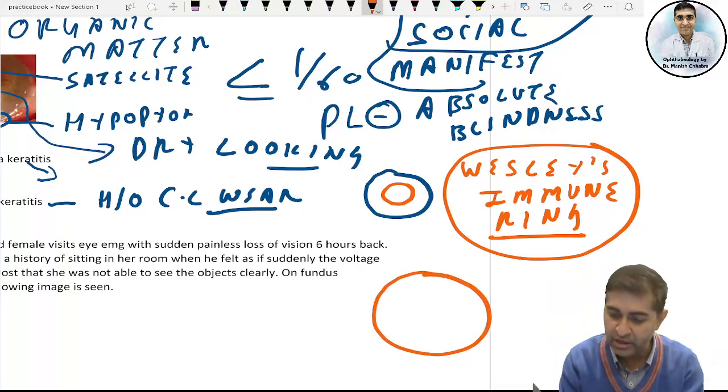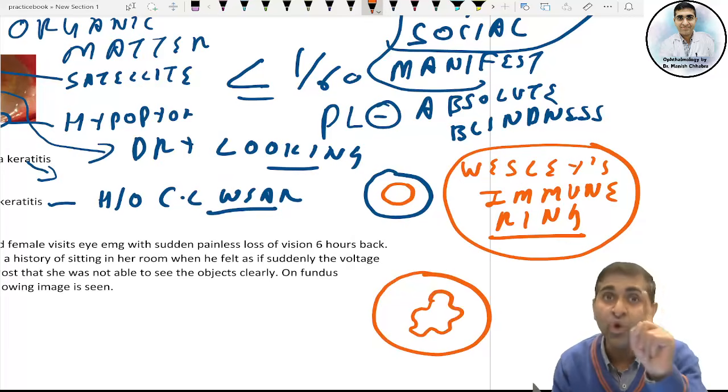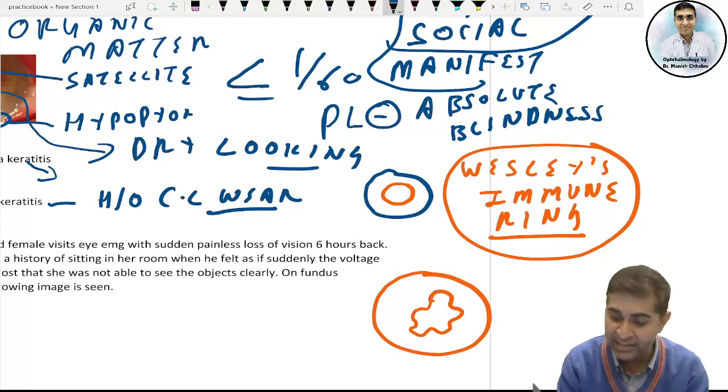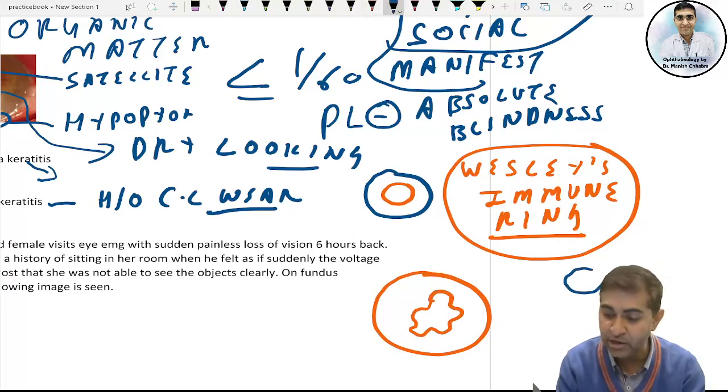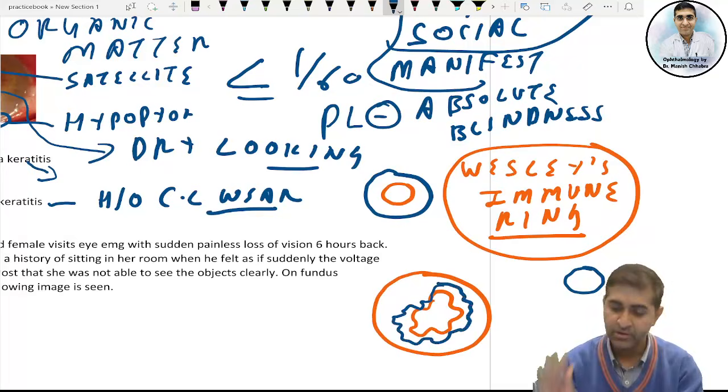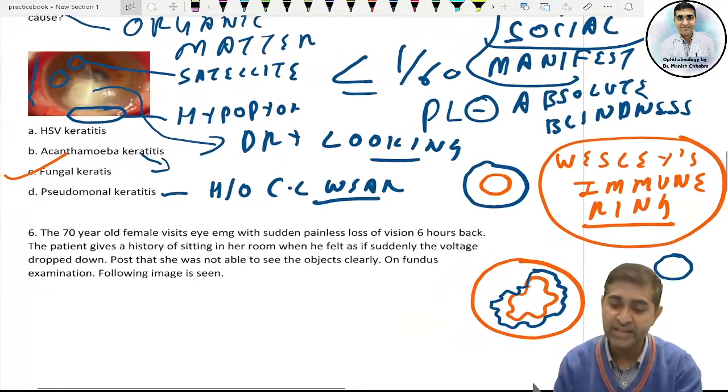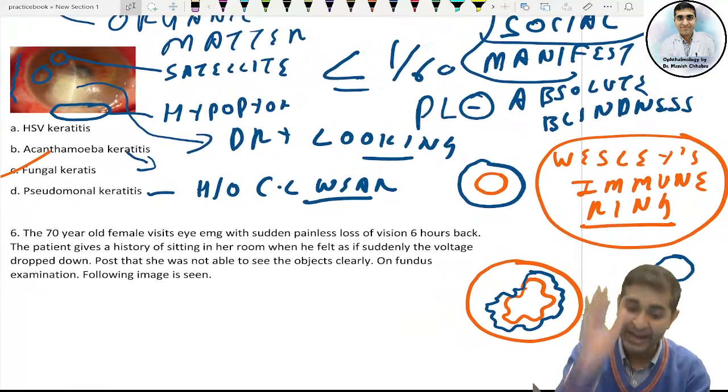Because the ulcer in fungal keratitis is having non-defined margins, so as the name suggests, you might feel that there will be an even ring. No, it is not like that. So Wesley's immune ring can be like this. Yes, okay. So this is antigen antibody reaction.